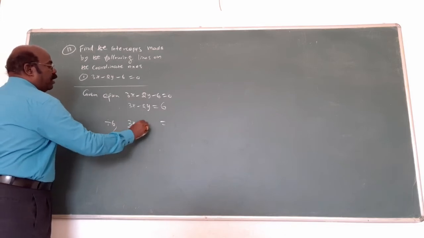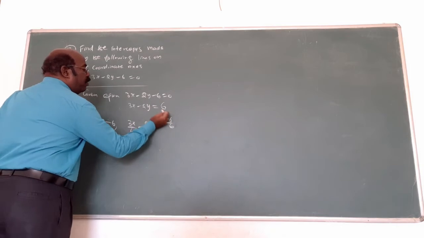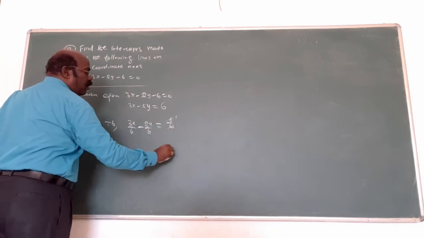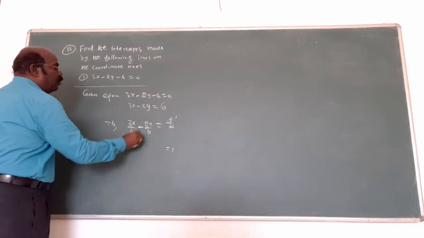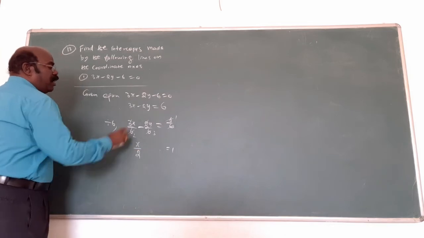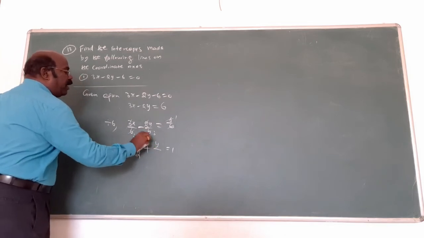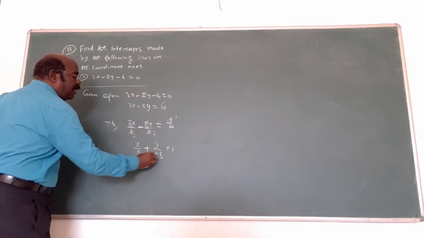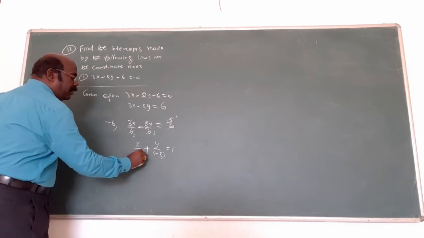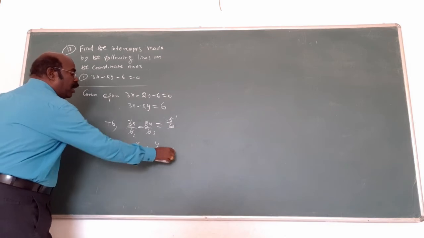3x by 6 minus 2y by 6 equals 6 by 6. Now cancel: 3 by 6 gives x by 2, and minus 2 by 6 gives y divided by minus 3. Understand? It is of the form x by something plus y by something equals 1.